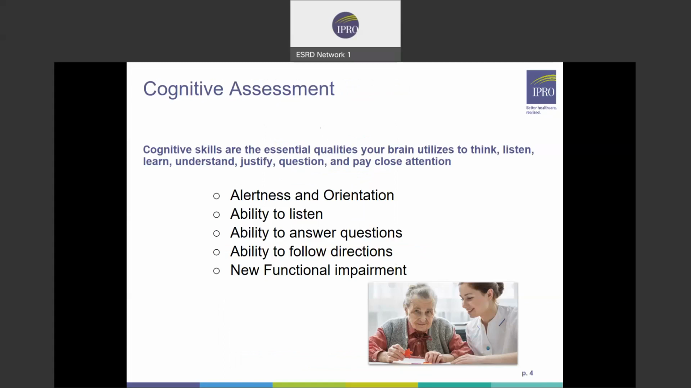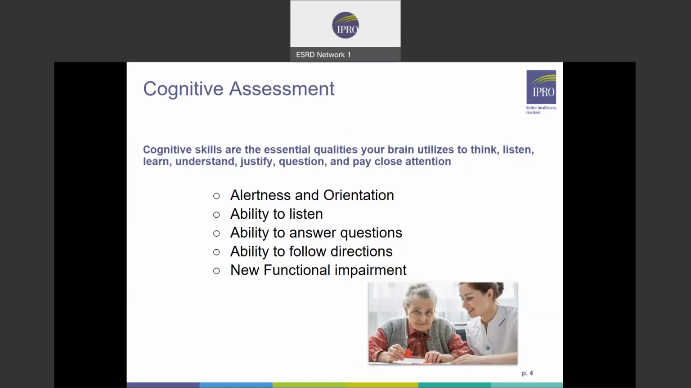Cognitive skills are the essential qualities your brain utilizes to think, listen, learn, understand, justify, question, and pay close attention. Cognitive decline with a frail ESRD patient can be associated with vascular changes in the brain, such as stroke or dementia, uremic brain as a result from skipped or inadequate dialysis, all of which can affect the way patients process or recall new information.